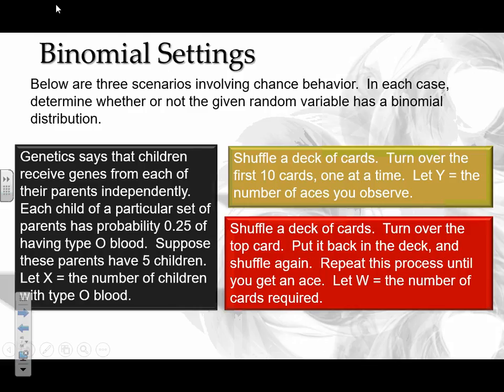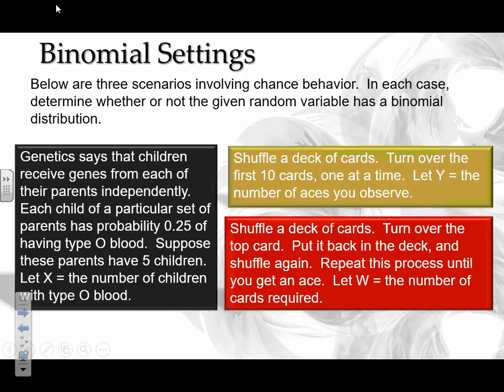So condition number 1. Are there 2 outcomes? Yeah, either we get an ace or we don't. So we're okay there. Would we be independent in this particular scenario? Yes, we would be. If I'm going to take a card, but then I'm going to replace it and reshuffle, that means my probability is going to stay the same all the way throughout. So the probability of an ace stays the same throughout this process.